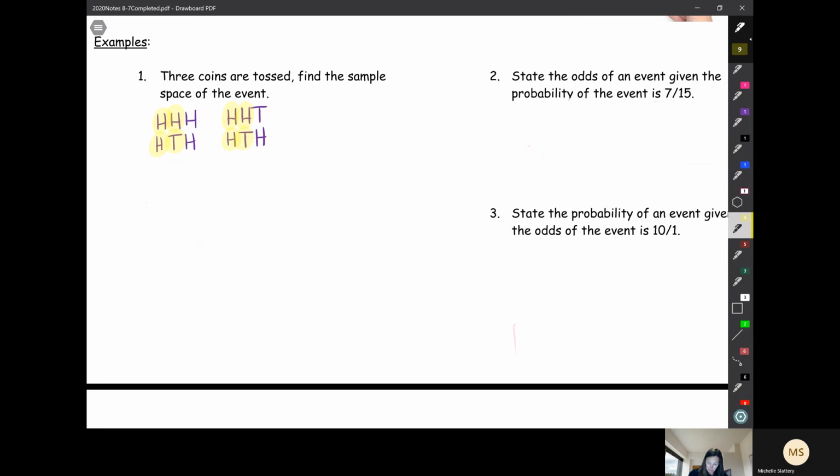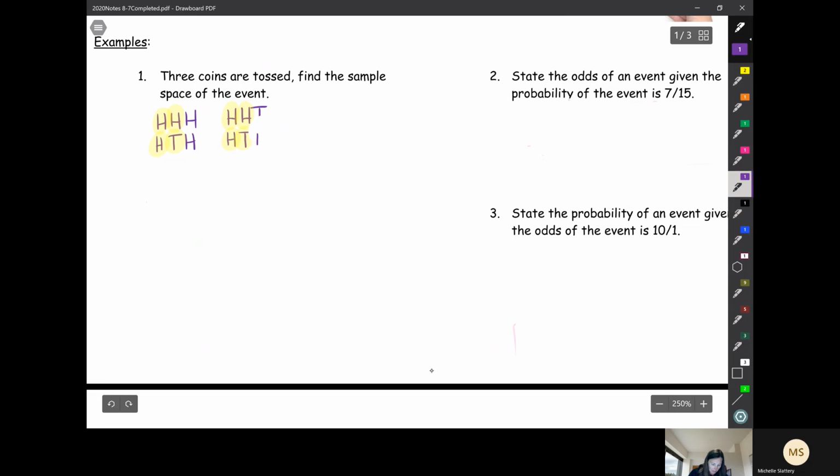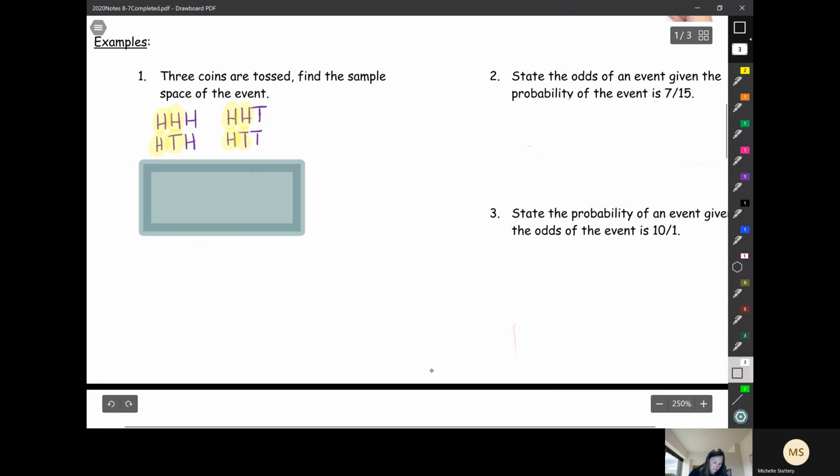I wrote that wrong. I wrote the same thing twice. Let me fix that. So it could be a head, the first one, or it could be HTT.